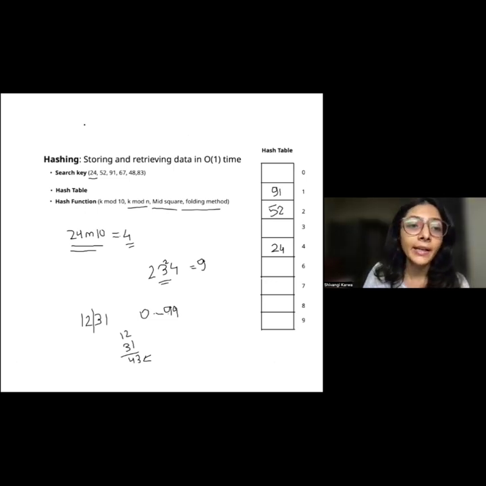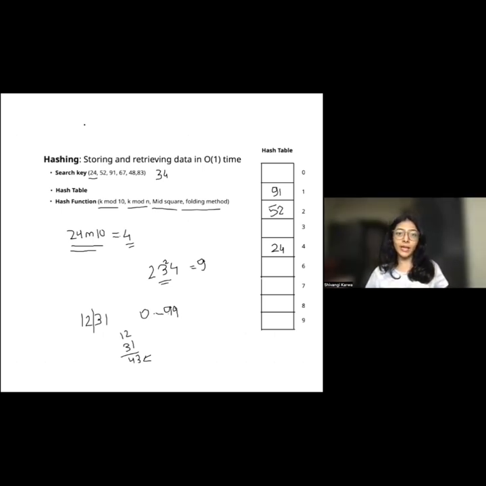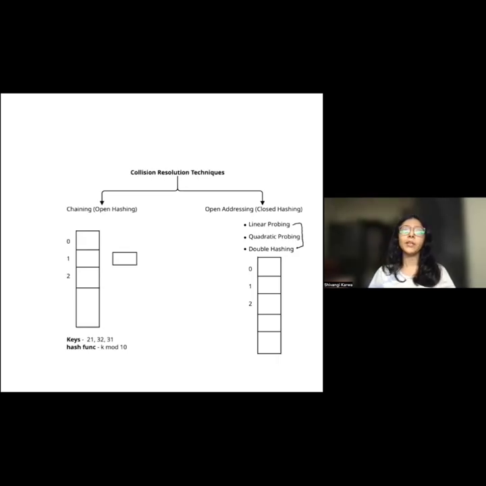Now if we take an example of k mod 10, and we have a new key, let's say 34. Now 34 mod 10 is also 4, but we already have a key, 24, stored at index 4. This case is called a collision between keys. To resolve that, we have two techniques. The first one is called chaining, and the other one is called open addressing.